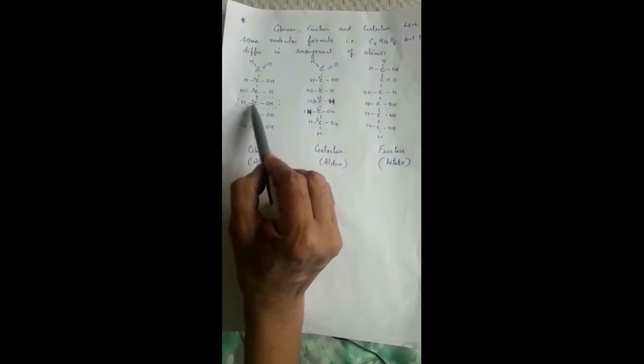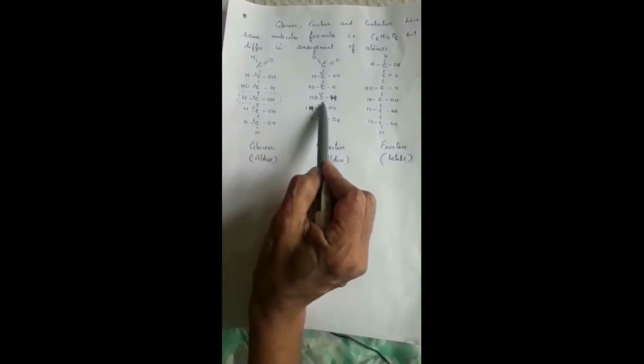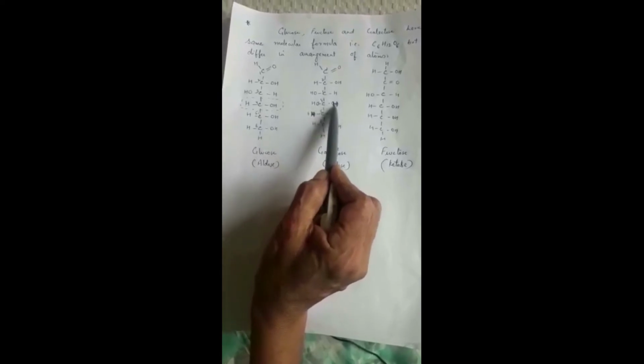At the 4th carbon, hydrogen is on this side, OH group is on this side. Whereas in galactose, OH group is on this side, hydrogen is on this side. Whereas fructose has a ketone group. So this is the ketone group.